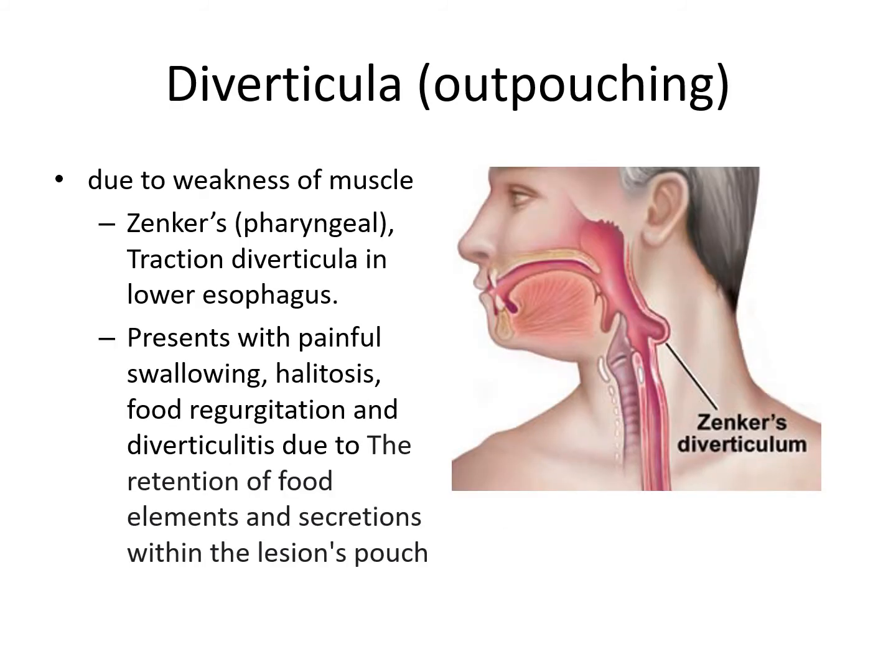Diverticulum or outpouching can occur in the esophagus due to weakness of the muscle. Zenker diverticulum occurs in the pharyngeal region, and traction diverticulum occurs in the lower esophagus. Zenker diverticulum presents with painful swallowing, halitosis, food regurgitation, and inflammation of the diverticulum due to retention of food elements and secretions within the lesion's pouch.